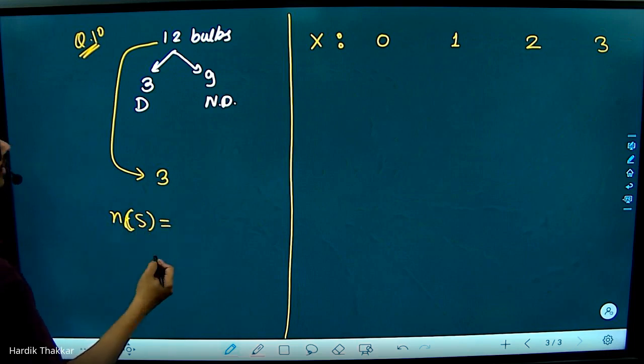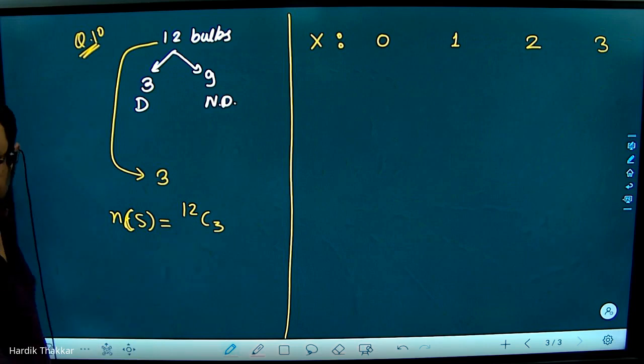So the number of elements in the sample space will be 12C2, correct?